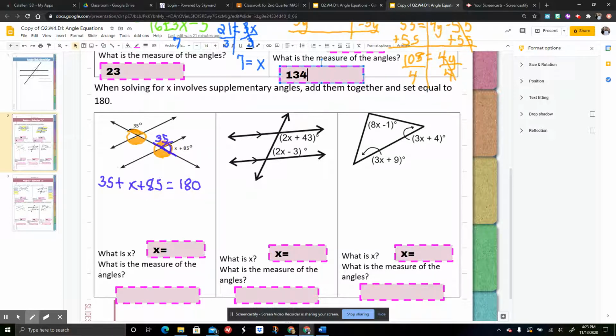When you're adding 35 plus 85, 5 plus 5 is 10, 8 plus 3 is 11, plus 1 is 12. So 35 plus 85 is 120, and you still have x plus 120 equals 180. You're going to subtract that 120 from both sides so that x is by itself. And when you subtract 180 minus 120, you get 60. So x is equal to 60.